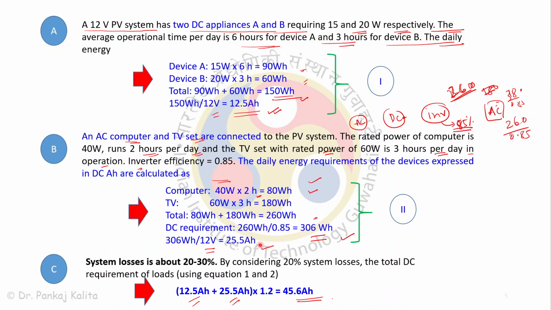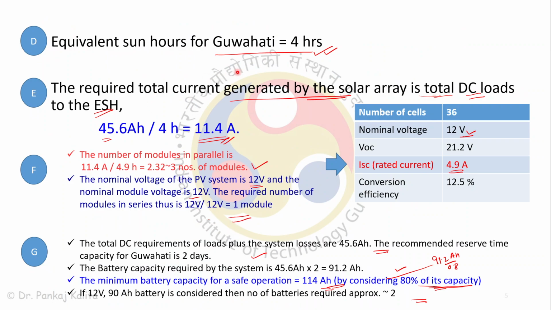Okay, so 25.5. Generally, system loss is about 20-30%, but considering 20% system loss of DC requirements of the load, using equations 1 and 2, they have actually added these two and accounted for 20% loss. So this much is the power that needs to be supplied by DC for this system. And there is some calculation based on the sun hours for Guwahati. Guwahati has 4 hours. So this has 46 ampere hours. Divide by 4, it will require a current of 11.4 ampere.